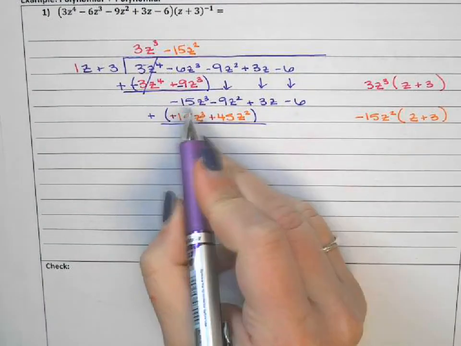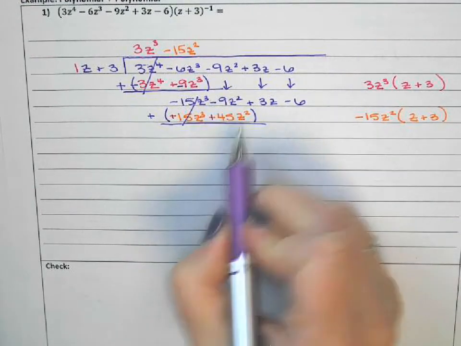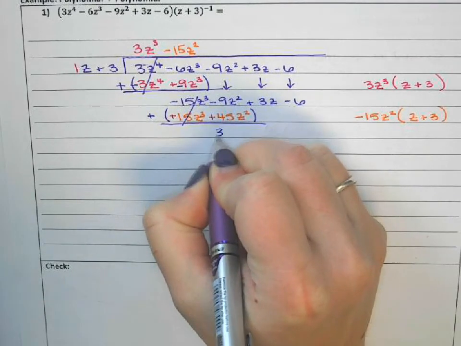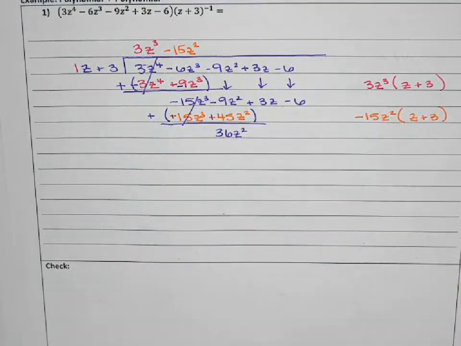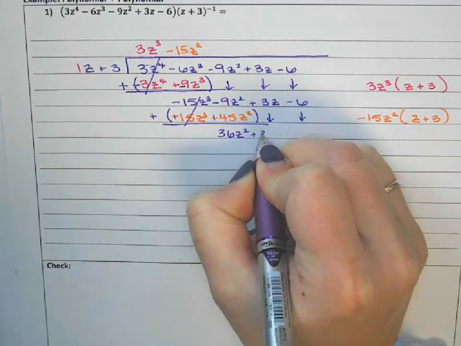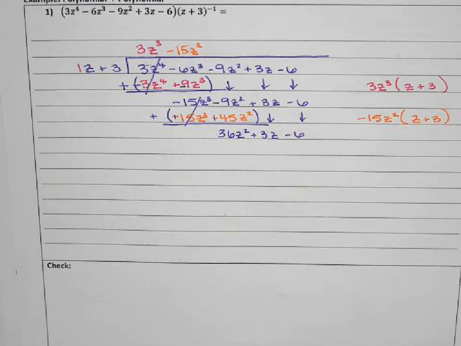Now, negative 15 and a positive 15 go away. Negative 9 and a positive 45 combine to 36z squared. Notice the like terms line up. That's why if we needed a placeholder, we'd have to have one there. Carry down everything else that's left. Again, I know it might be a little overwhelming right now, but we're just going to keep going, and I promise you it will get easier.